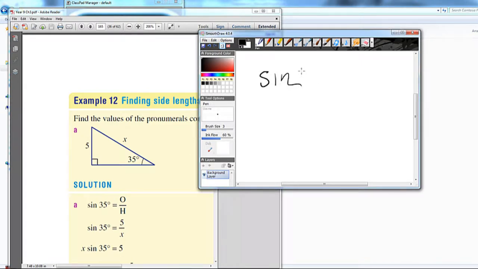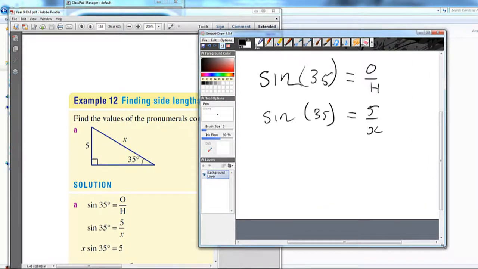Sine. Now we've got an angle, that's 35 degrees. Excuse my writing here, but that's alright. Equals opposite over hypotenuse. Okay, so let's rewrite that. That's sine 35 equals the opposite side length, which is 5, over the unknown x. Now see what's happened here. x is in the denominator. No big stress.